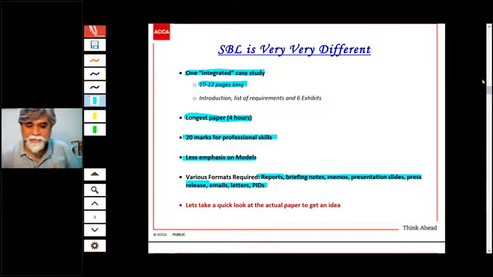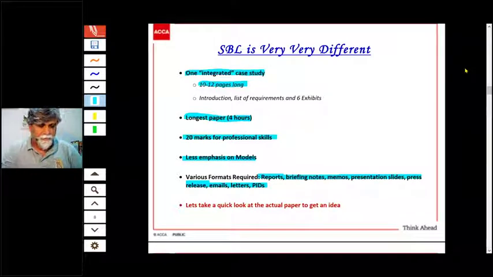So Shaheen is asking, is it compulsory to use spreadsheets during the exam? No, not at all. In fact, I'm just talking about SBL, right? Not for any other subject. In fact, I would recommend that you guys don't use any spreadsheet. Just stick to the word processor, and we'll talk about this in more detail.